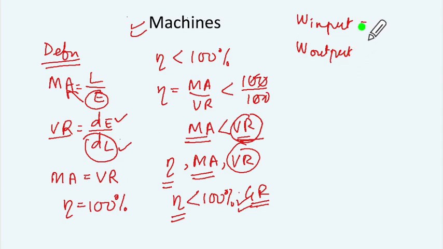Sometimes the children do get confused over here. Work output will be when the load is lifted, so it will be load into displacement of load. Why? Because work is force into displacement. Remember that. Work input means the work is done on the machine, which means it's the effort that is working on the machine. So effort into displacement of effort, that is your work input.